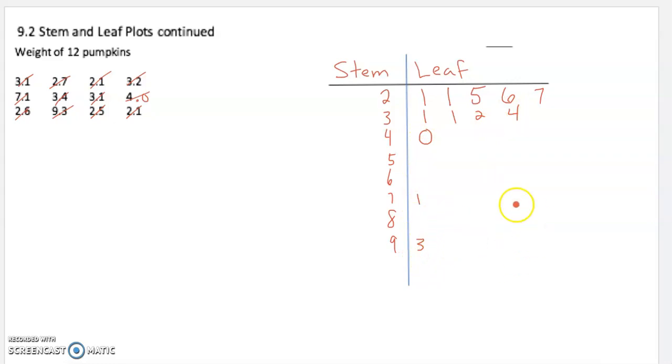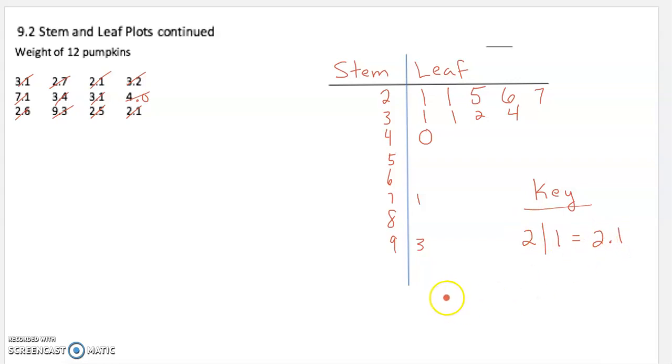Perfect. Now, the next thing I want to do is make my key. I like to just choose the very first number. So the first number here is 2.1. So I'm just going to write this, 2 | 1 equals 2.1.